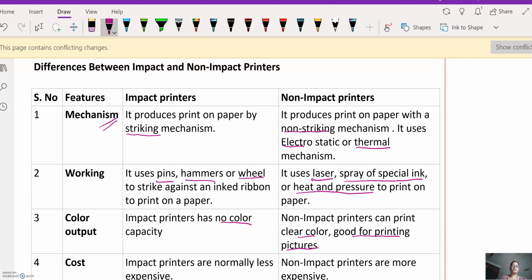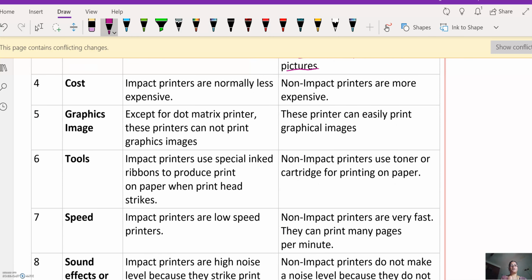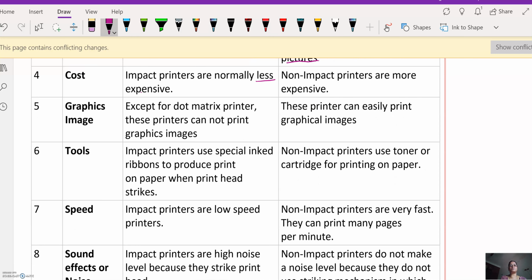And coming to the cost, impact printers are normally less expensive because there is no special technology required, just the hammer and the paper. So it is less expensive, whereas non-impact printers are more expensive because of the technology behind them. Either they use laser technology or inkjet technology, or thermal technology, whatever it could be.